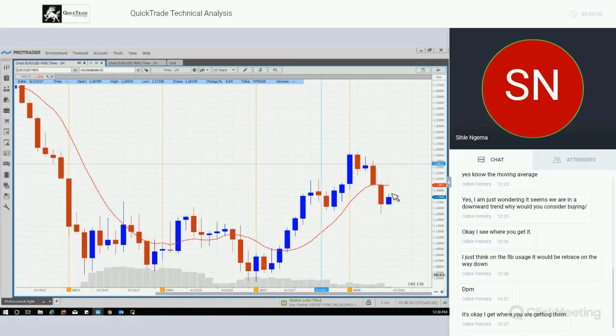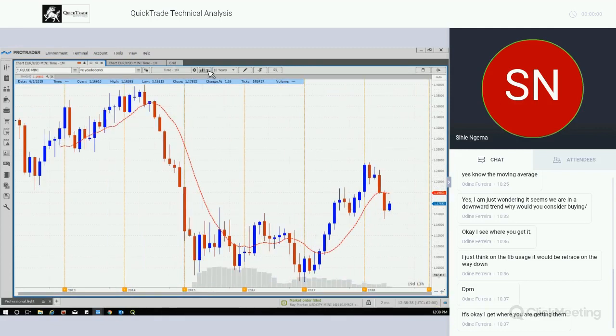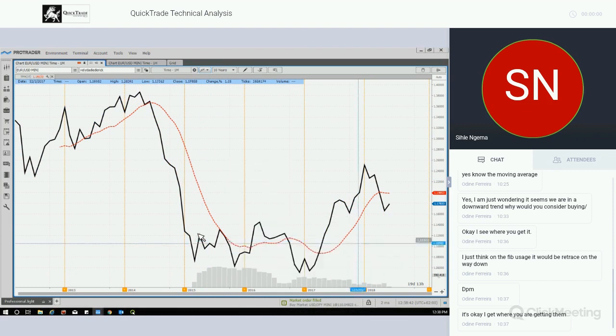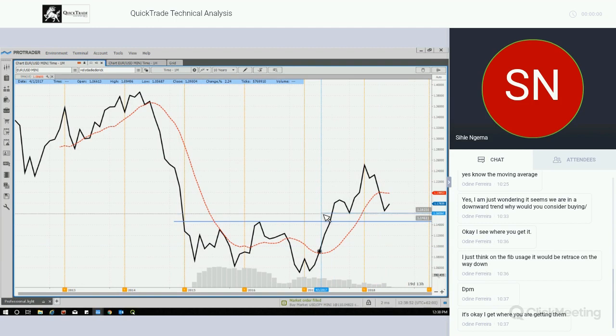I understand it's below, but there is some support around here. We'll try and get these support levels using the line chart. This is our line chart. We want to try and mark those turning points. We're marking this turning point here, and this turning point also. This is the turning point we're trying to mark here.